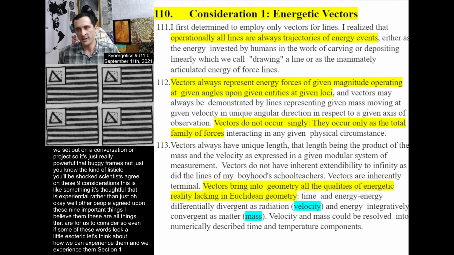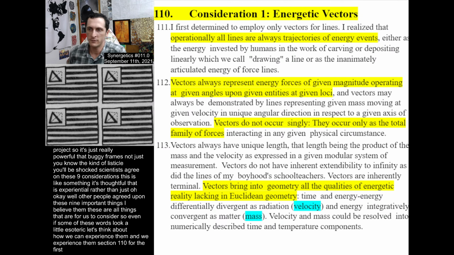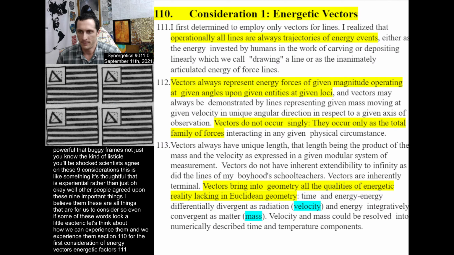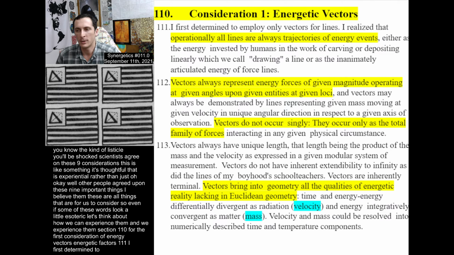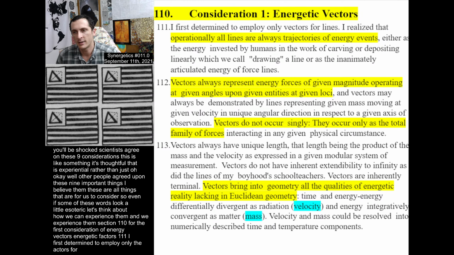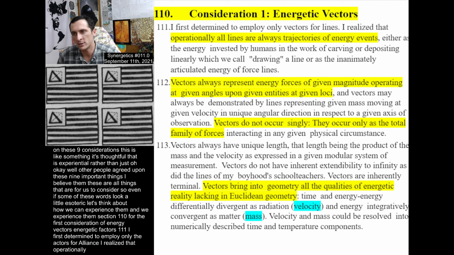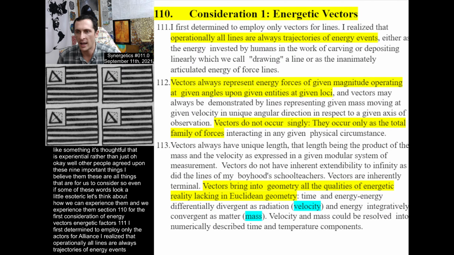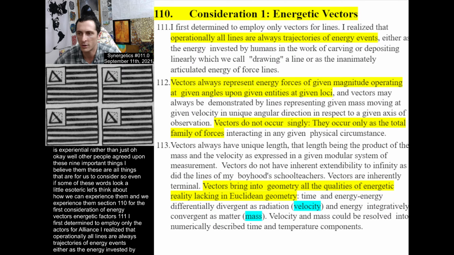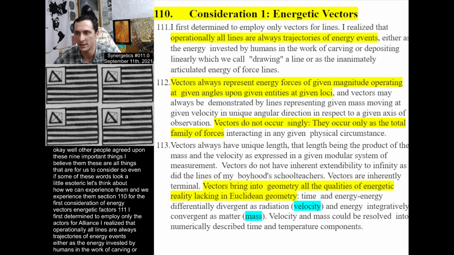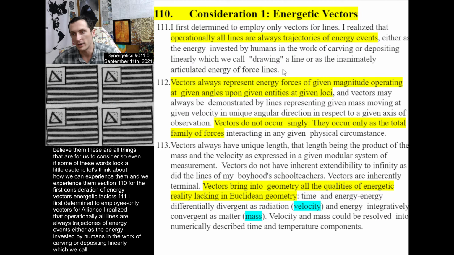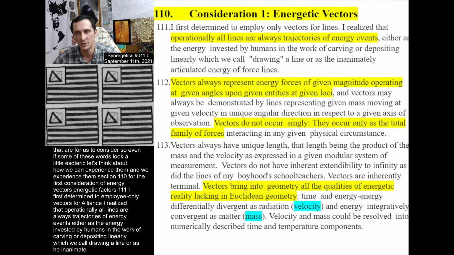All right, section 110 for the first consideration of energetic vectors. 111. I first determined to employ only vectors for lines. I realized that operationally, all lines are always trajectories of energy events, either as the energy invested by humans in the work of carving or depositing linearly, which we call drawing a line, or as the inanimately articulated energy of forest lines.